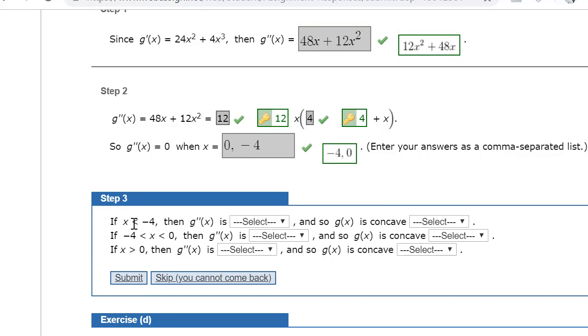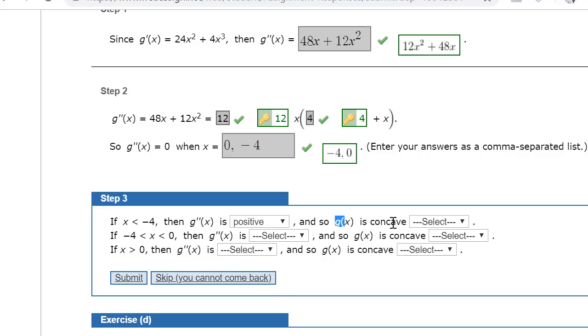So we'll check it here now. When x is less than negative 4, let's take a look at the factored form here. That's 12x and then 4 plus x. When x is less than that, this first part would be negative, and then if we put a number in for x that's less than negative 4, it'll be 4 plus a number less than negative 4. That would make that negative also. So negative and negative would be a positive.